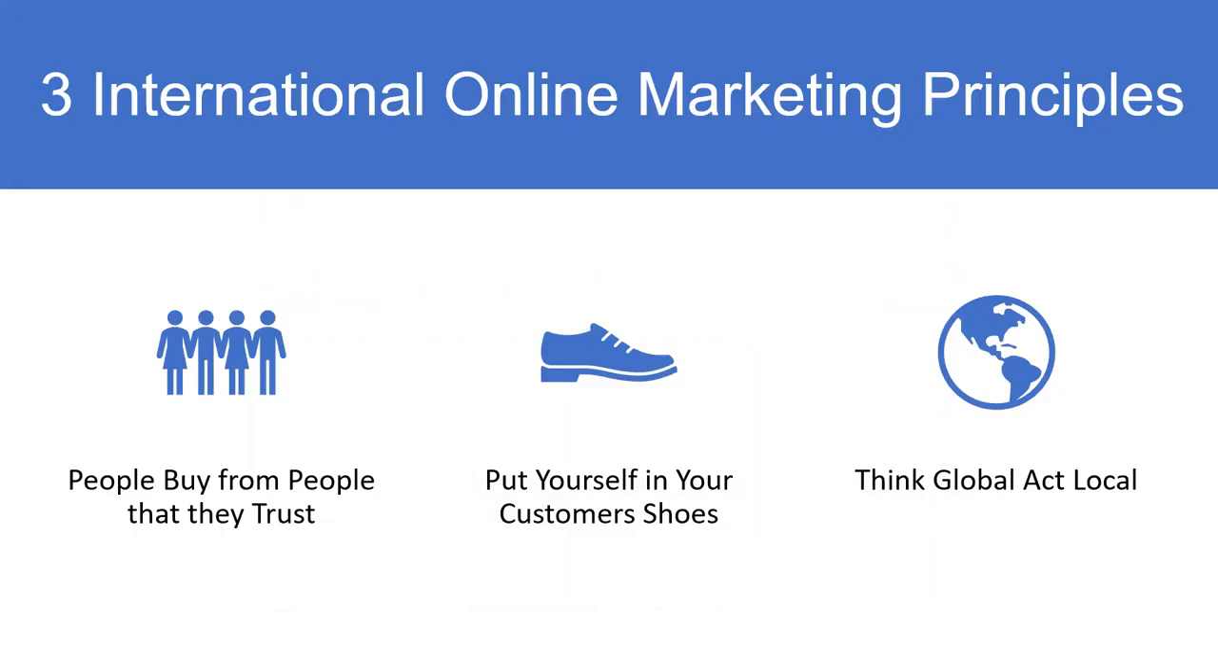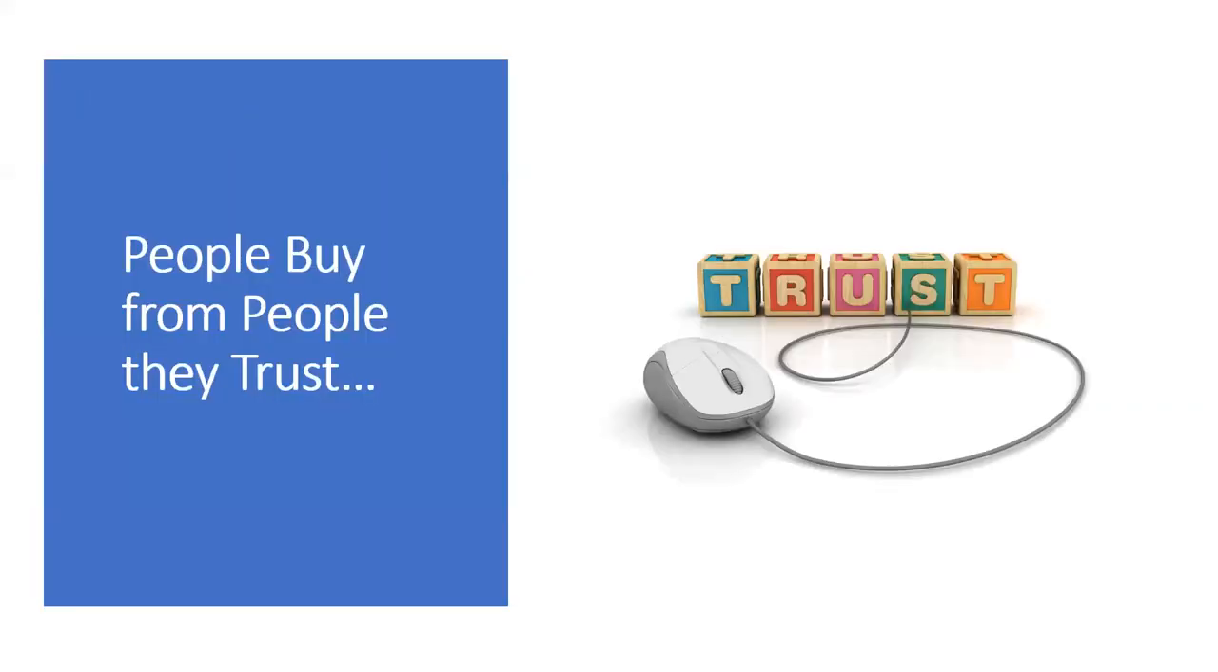So when it comes to selling online, one of the things that we start with is looking at the three international online marketing principles. That people buy from people that they trust, that you should put yourself in your customer's shoes, and you should think global, but act local. So I'm going to explain those in more detail.